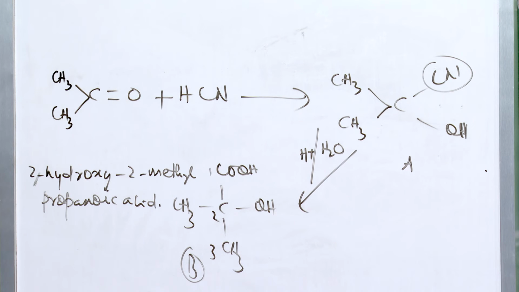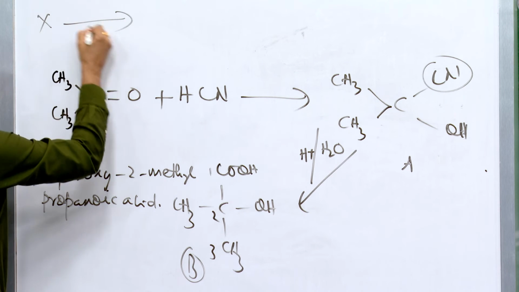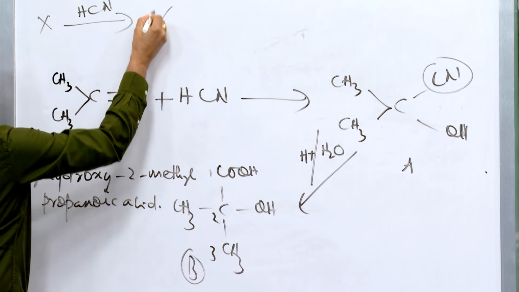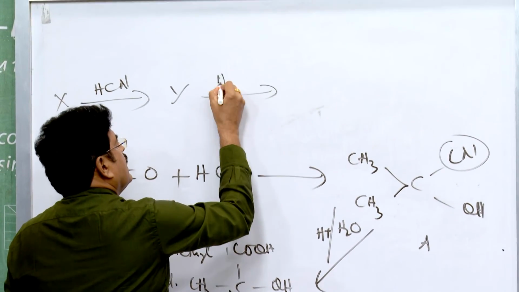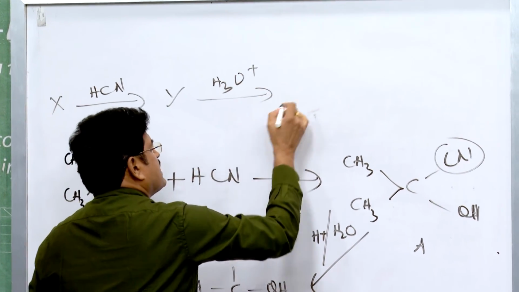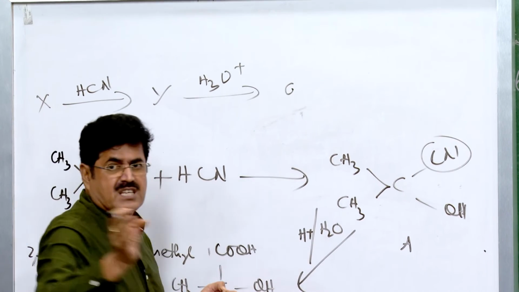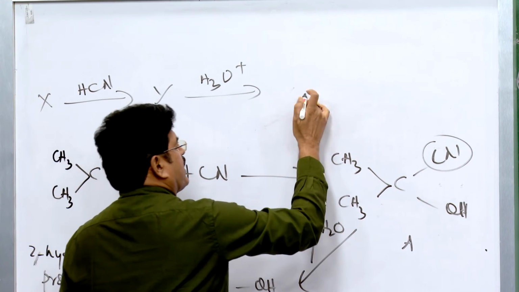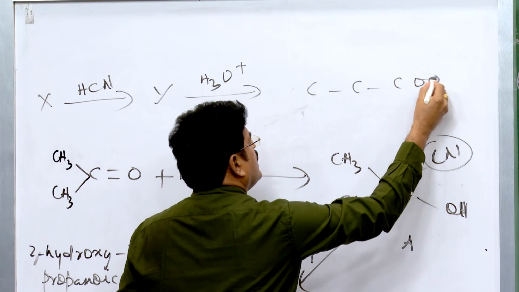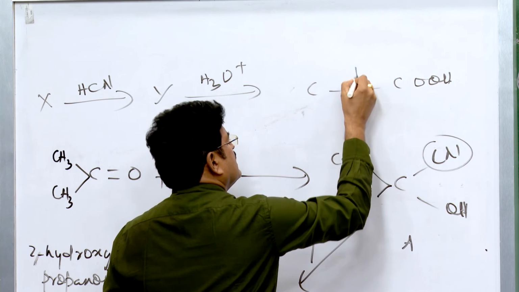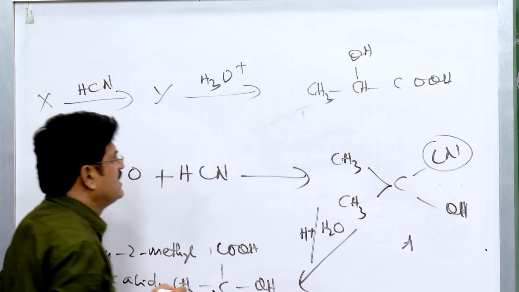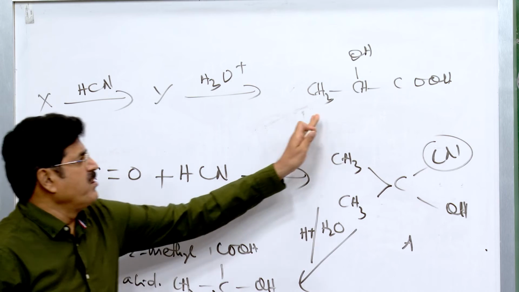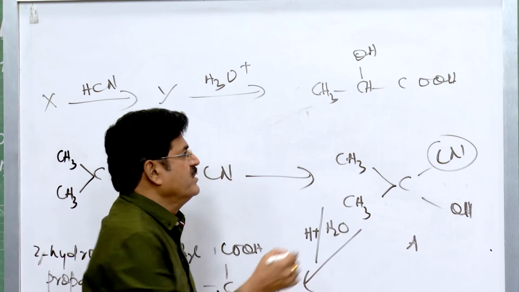Third question, X with HCN gives Y. That is the reverse method of asking questions here. That upon acid hydrolysis gives 2-hydroxypropanoic acid. This is propanoic acid, 2-hydroxy, then use hydrogen to satisfy the tetracovalence of carbon.